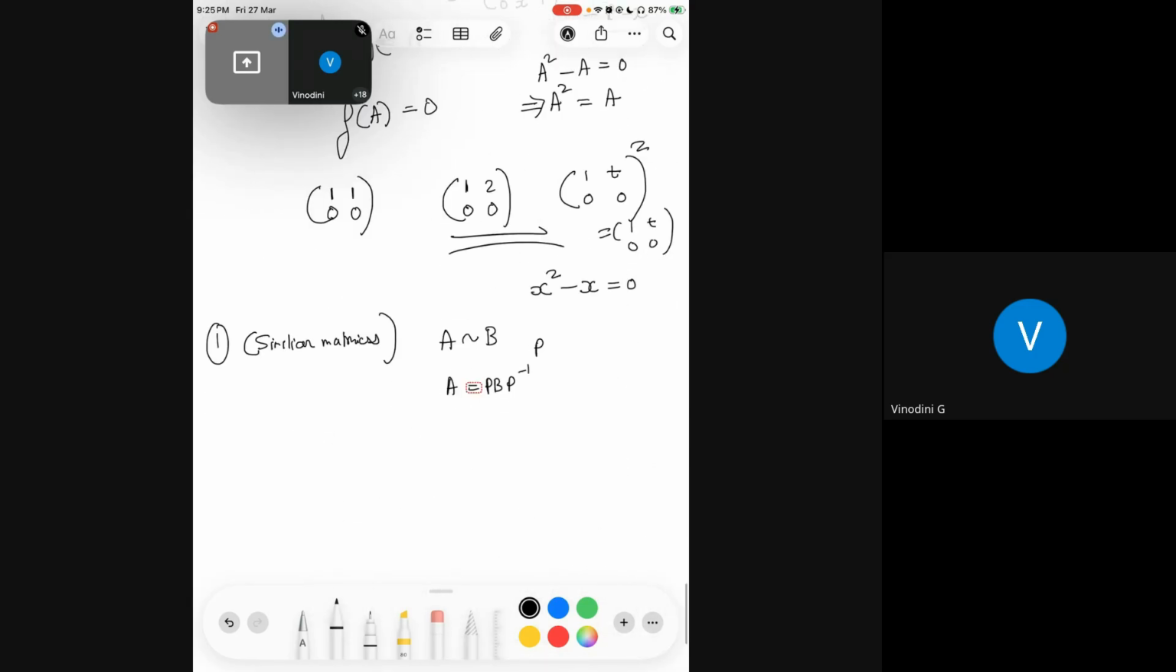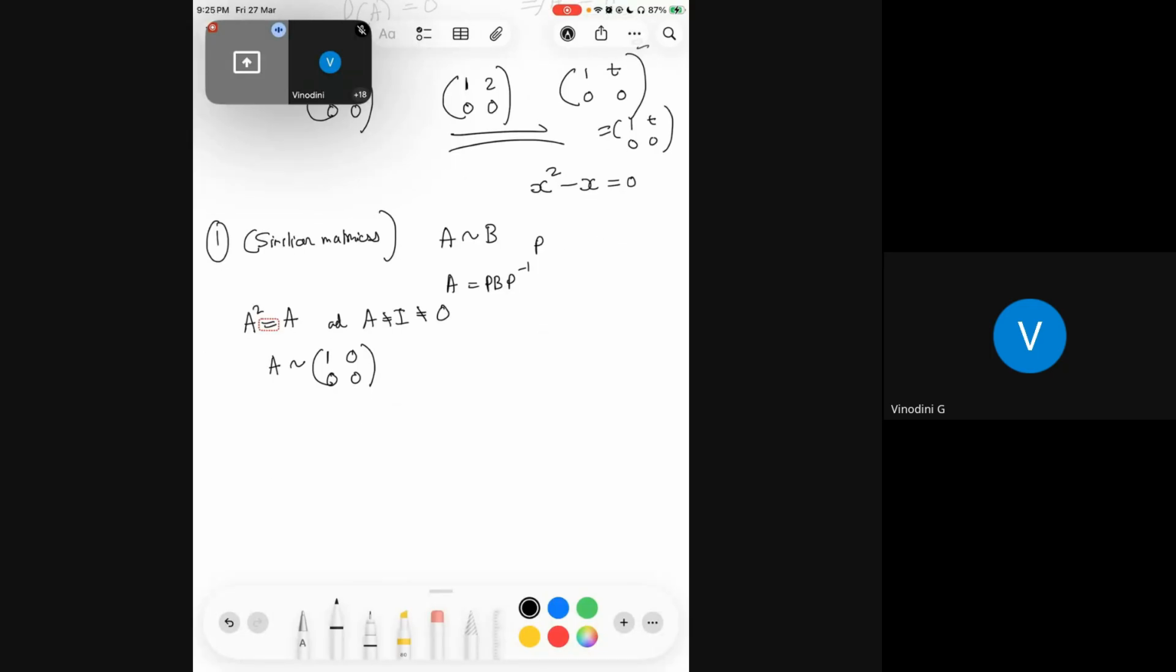So if A squared equals A, we have a 2 cross 2 matrix, and A is not equal to the identity, not equal to 0, then A will be similar to the matrix. So this is the similarity relation. The one Vinodini gave is also true, it will be similar to this. Vinodini's one also works, absolutely. She actually gave me the matrix which will be similar to it.